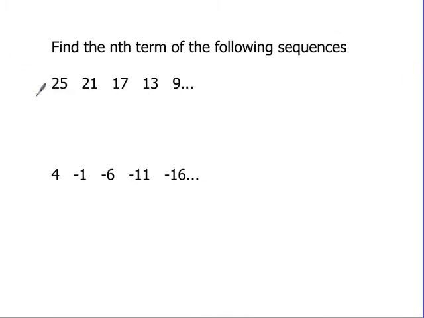Let's have a look at this one. And these sequences are both going down. So in this one, the sequence is going down by 4 each time, which tells me that it's going to be minus 4n.